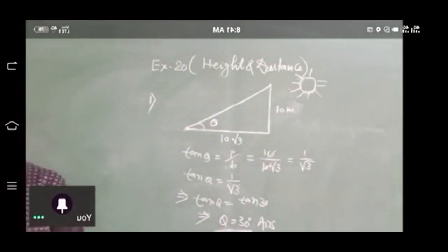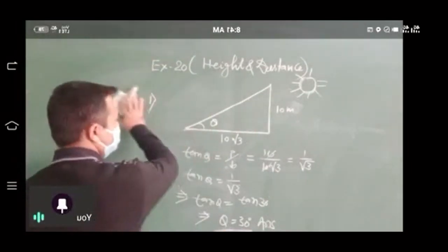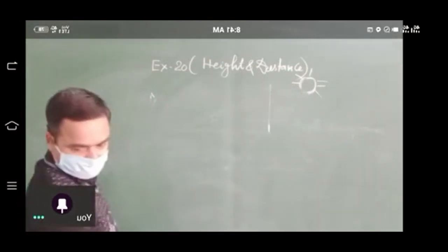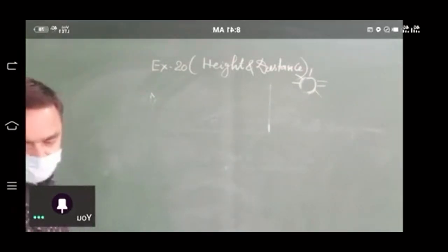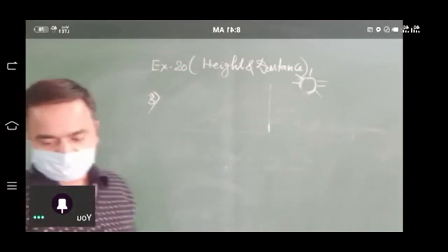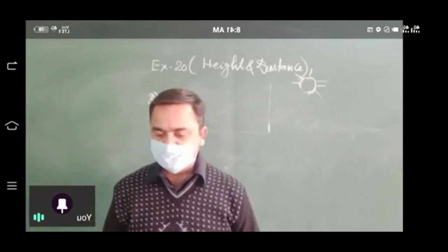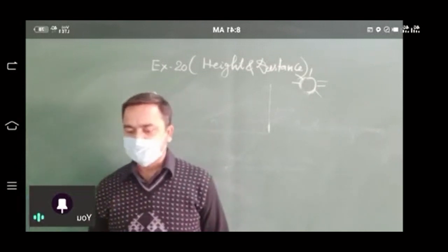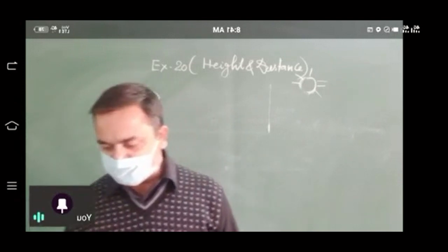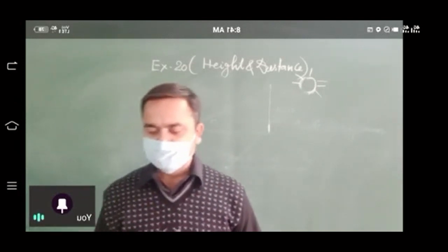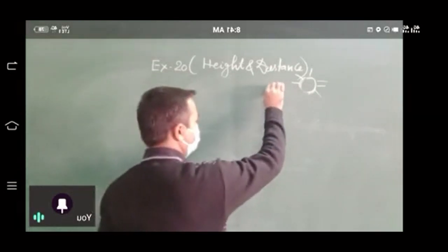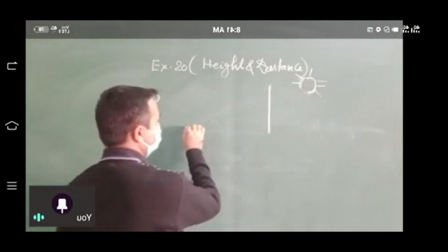Written? Come to question number 3. Question number 3. Here a ladder is placed against the wall such that it just reaches the top of the wall. Okay. So suppose that this is the wall and this one is a ladder.